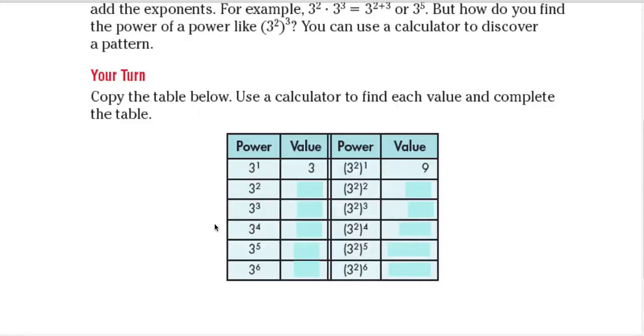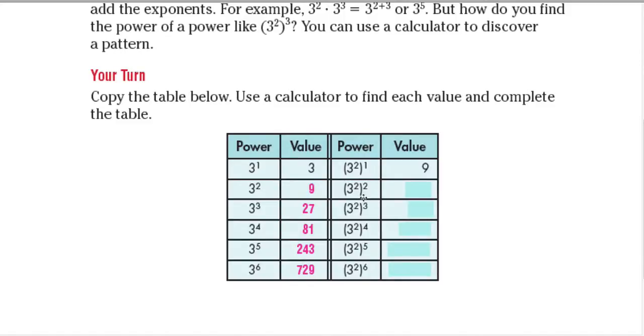Okay, so if you enter 3 squared in your calculator, obviously you'll get the answer 9. 3 cubed would be 27. Okay, 3 to the 4th power is 81, 3 to the 5th power is 243, and 3 to the 6th power would be 729. Okay, using your calculator. Okay, let's take a look at this.